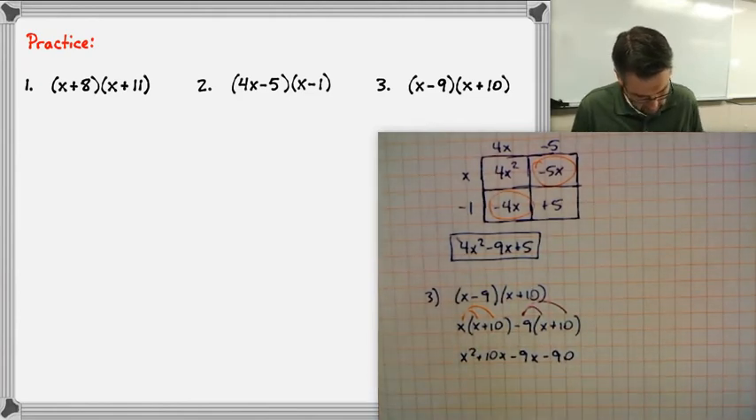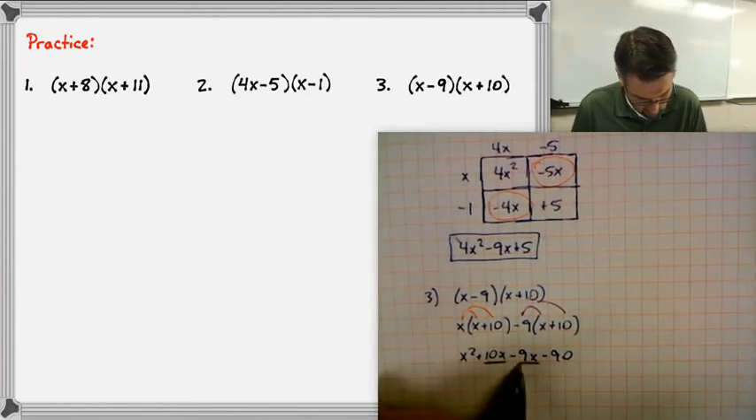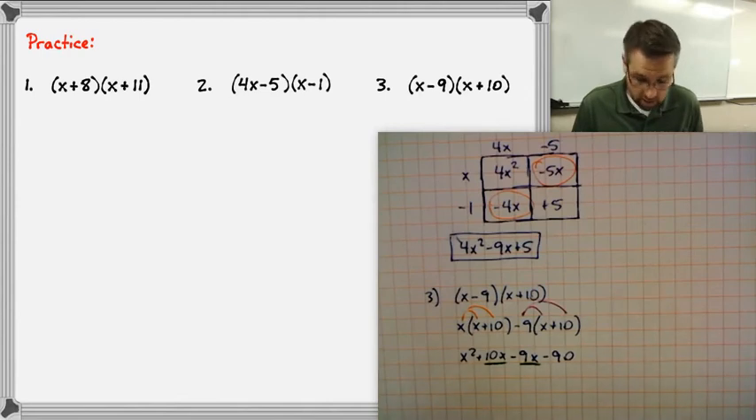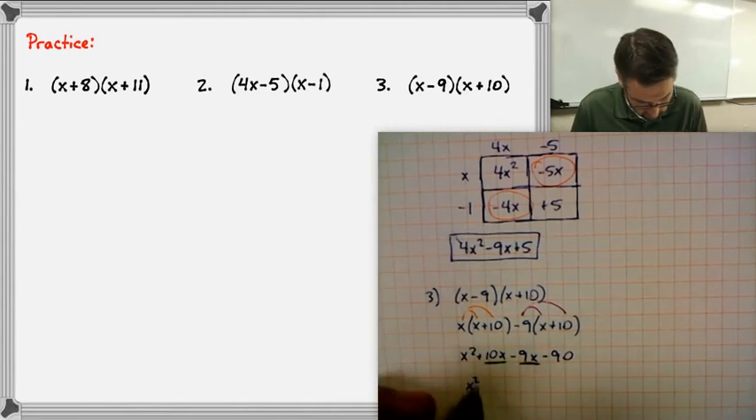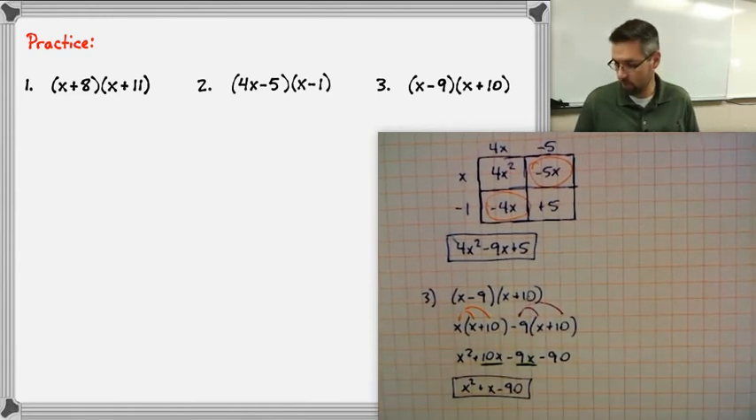And then we'll combine like terms. The x's are the only ones that we can combine. And so we end up with x squared plus 1x minus 90. And that is our answer for number 3.